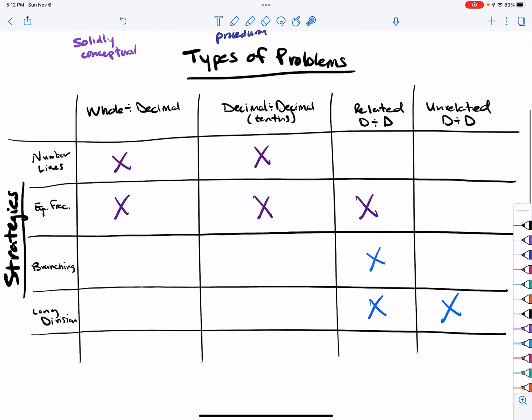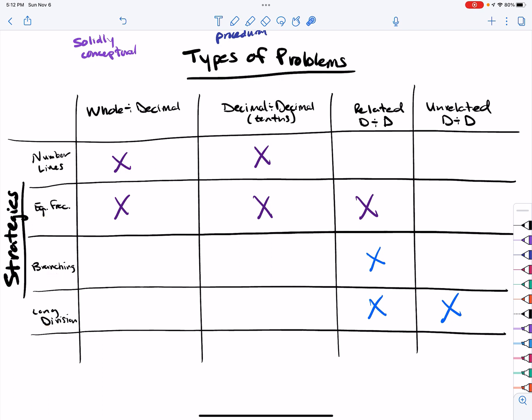Here we go. Now I made a little chart here, and these are the different types of problems that we've covered in this chapter. So we've done whole numbers divided by decimals, decimals divided by decimals, specifically focusing on tenths. Then we moved into some related decimals divided by decimals, and then unrelated ones. So on the left side are the strategies. We'll be looking at number lines, equivalent fractions, branching, and then long division.